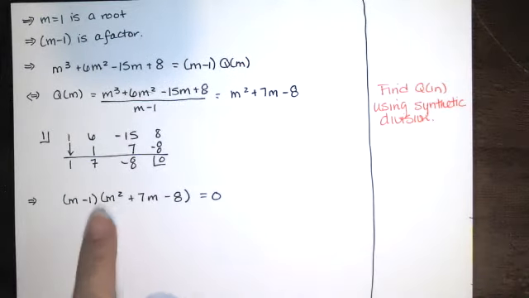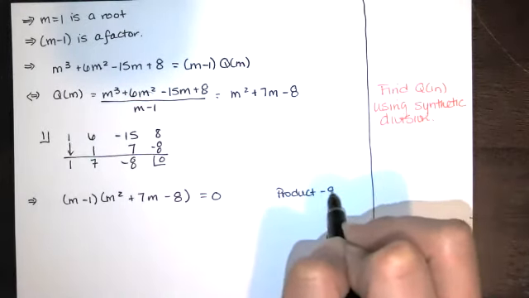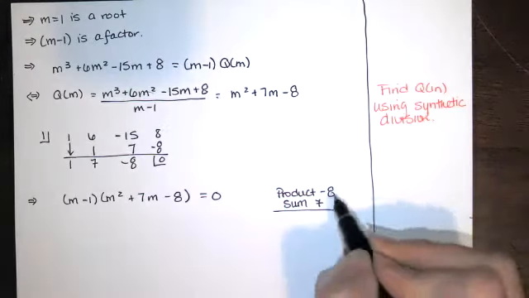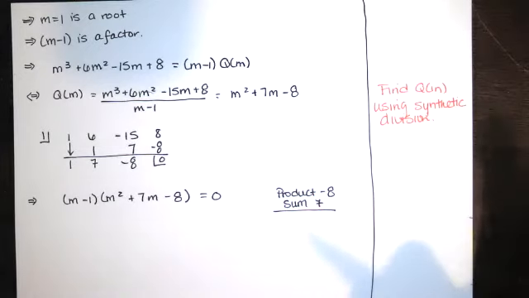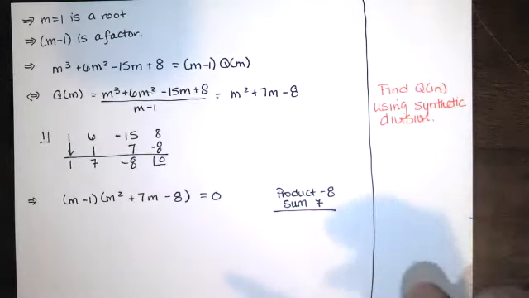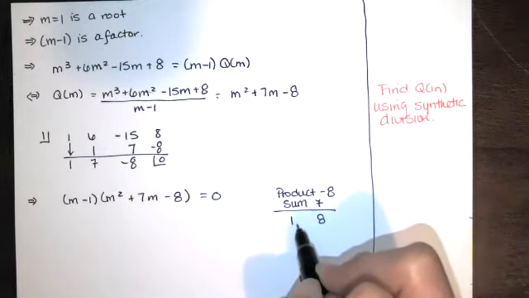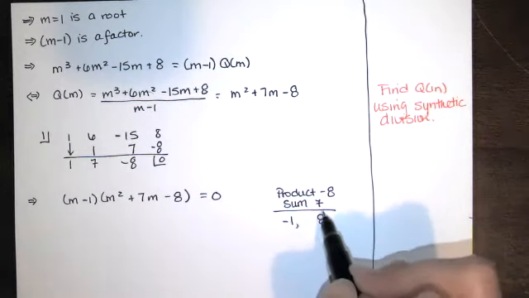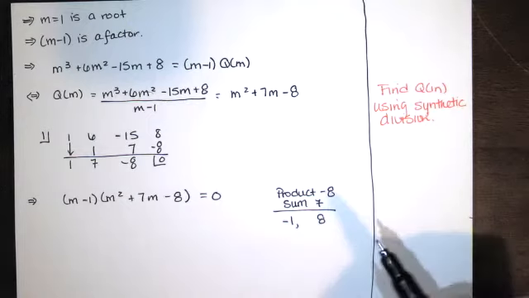So the question becomes, does this factor? Can I find two numbers that give me a product of negative 8 that add to 7? Well, since the product is negative, that means they're going to have opposite signs. So what I really need is two numbers that multiply to give me 8 that have a difference of 7. Well, 1 and 8 will work if the 1 is negative and the 8 is positive. Negative 1 plus 8 is positive 7. Negative 1 times 8 is negative 8.